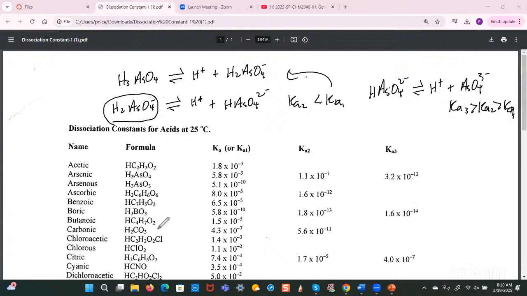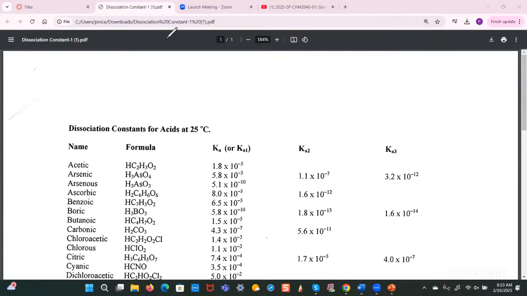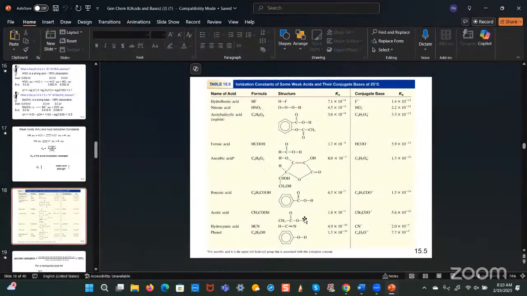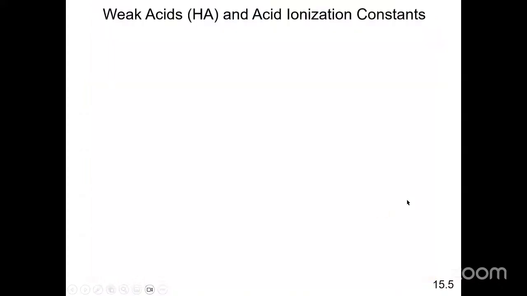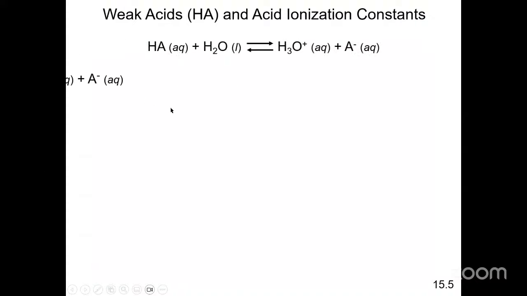All right, let me clear this here and go back to PowerPoint. By the way, we're going to talk about Kb values, that's for bases, but that's for later on. You're going to see the relationship between the Kb for a conjugate base and the Ka for the respective acid.